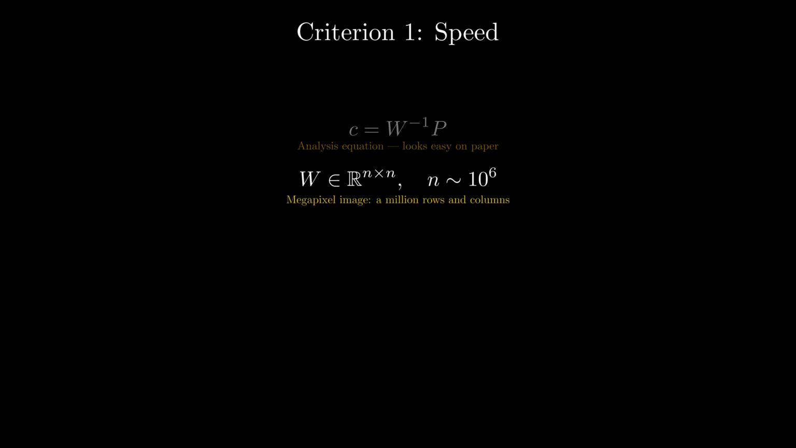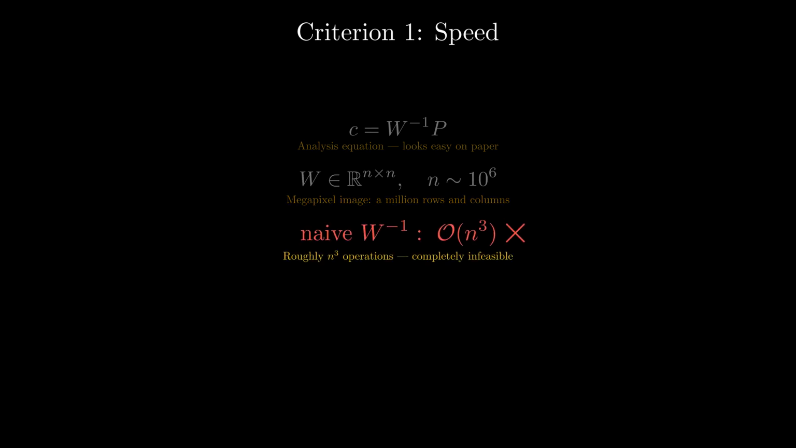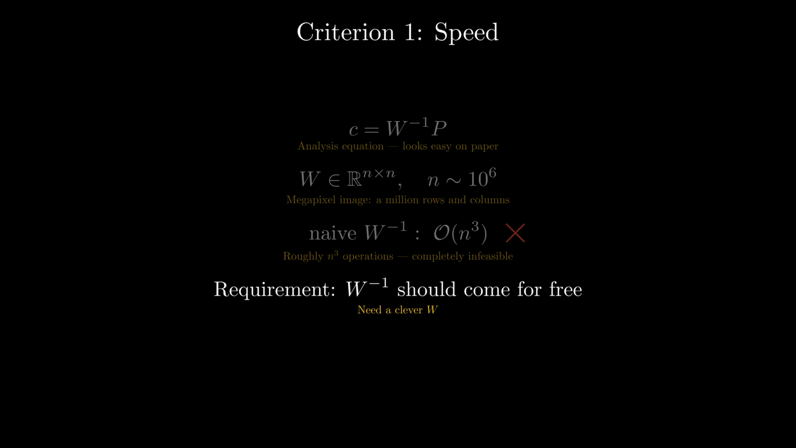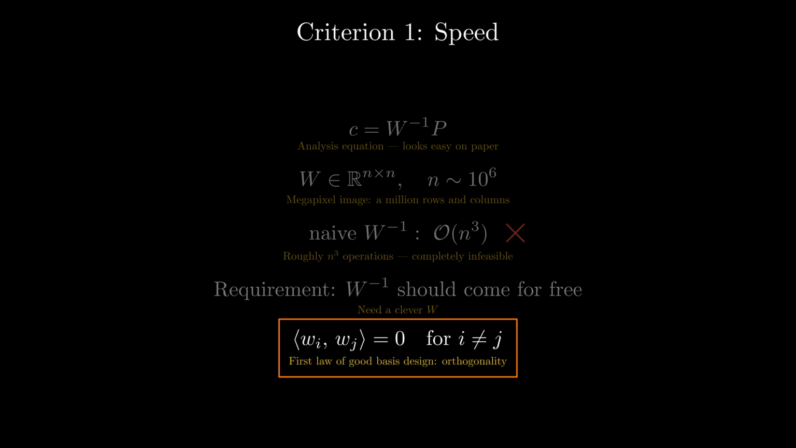Solving C equals W inverse times P sounds easy on paper. But for a megapixel image, W has 1,000,000 rows and 1,000,000 columns. Computing that inverse naively costs roughly n cubed operations, completely impossible. So we need a clever W where the inverse comes for free. That requirement leads to the first law of good basis design: orthogonality.